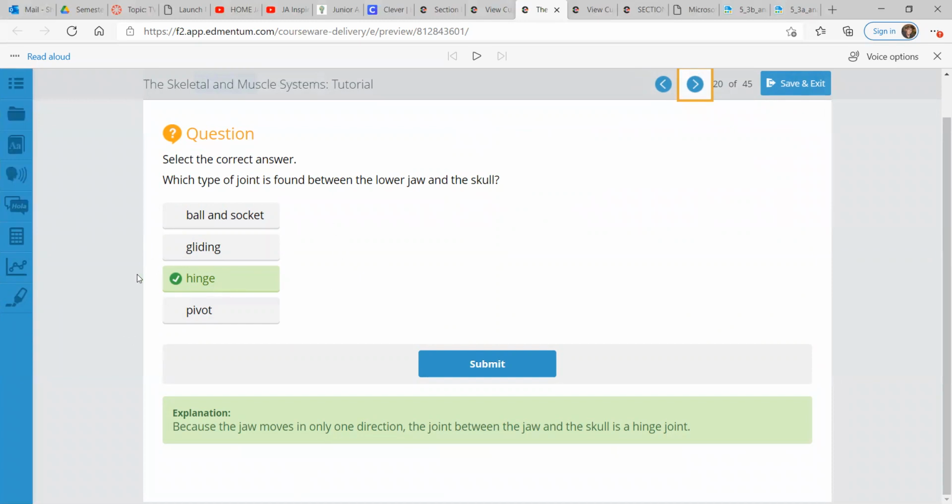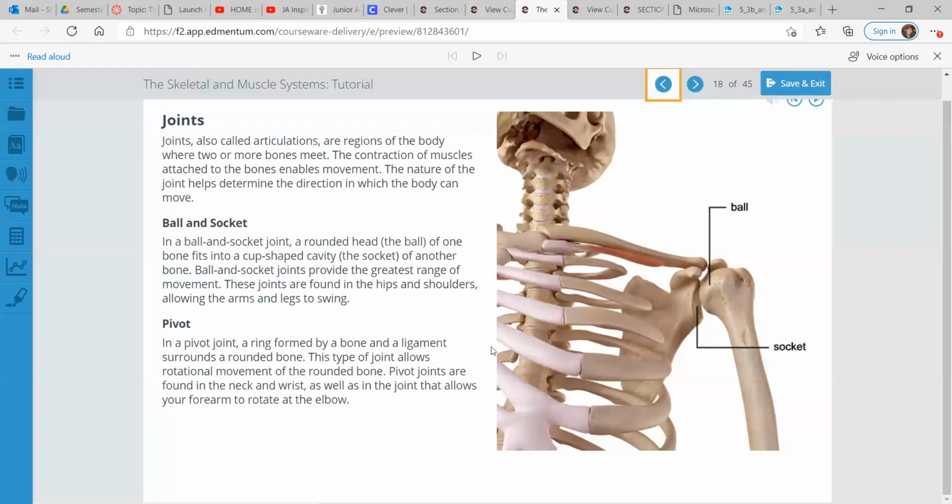So a good way to think about these is to pick one or two examples for each and then associate that with the joint. Ball and socket, think of your shoulder. Gliding, think of your wrists and ankle. Hinge, think of your knee, elbow, and now the jaw and skull. And then a pivot. A good example of that is your neck and wrist and your forearm.